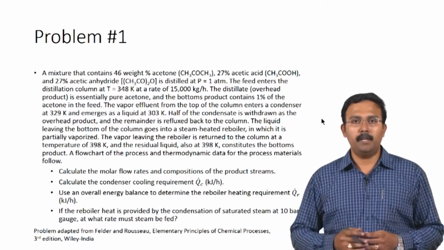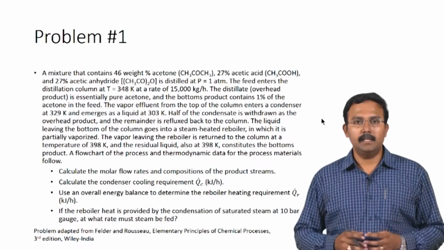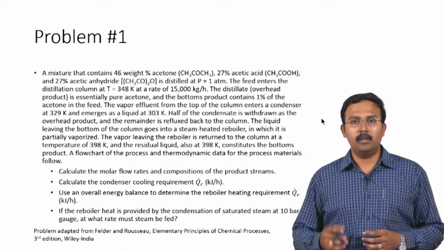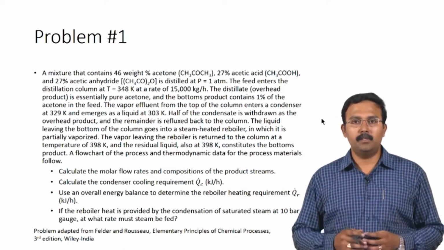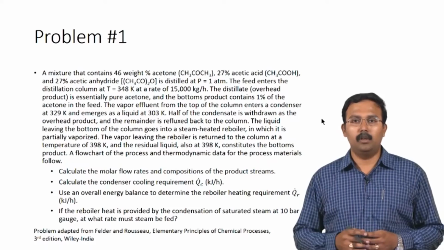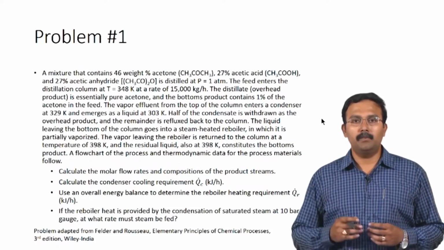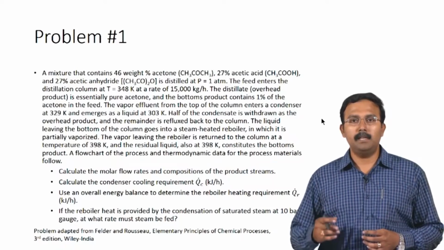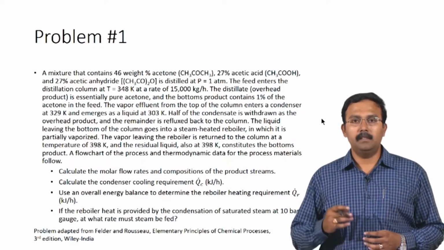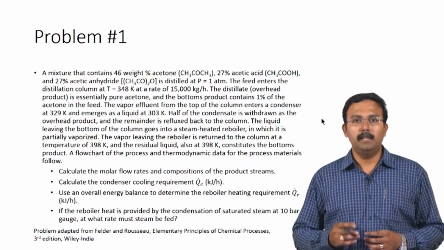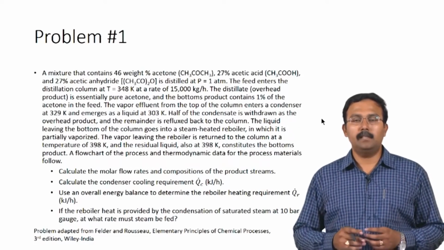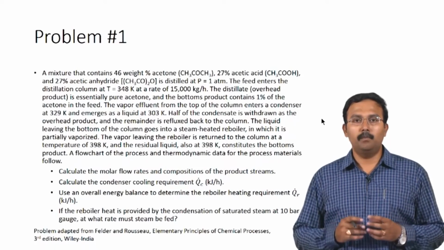The vapor effluent from the top of the column enters a condenser at 329 Kelvin and emerges as a liquid at 303 Kelvin. Half of the condensate is withdrawn as the overhead product and the remainder is refluxed back to the column. The liquid leaving the bottom of the column goes to a steam heated reboiler in which it is partially vaporized. The vapor leaving the reboiler is returned to the column at a temperature of 398 Kelvin and residual liquid also at 398 Kelvin constitutes the bottoms product.